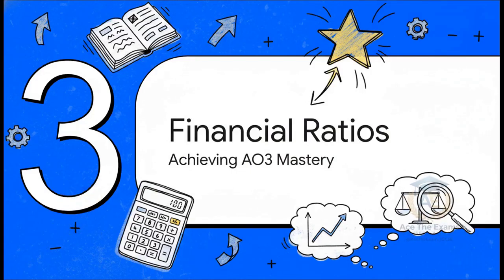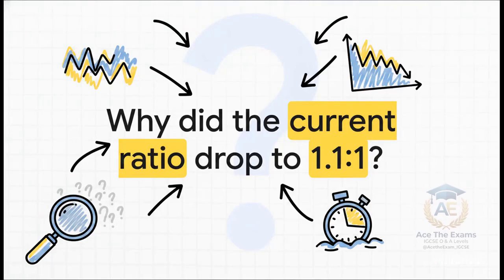Section 3. Interpreting Financial Ratios. Achieving AO3 Mastery. Okay, calculation is just the baseline. Interpretation is where the real accounting magic happens. This is our interactive pause and attempt section.